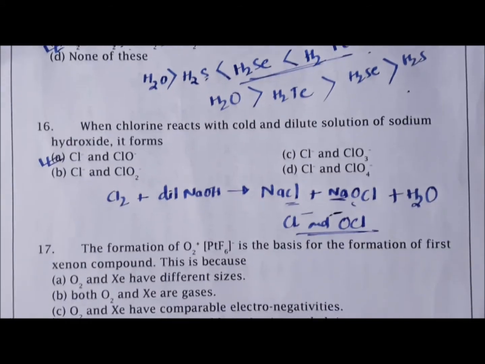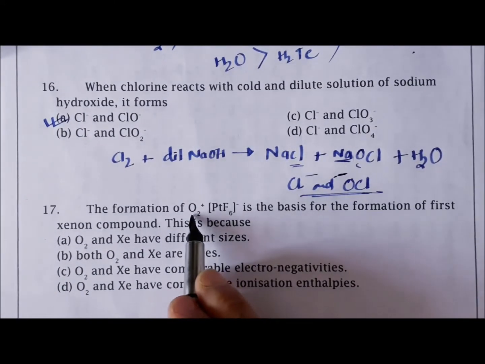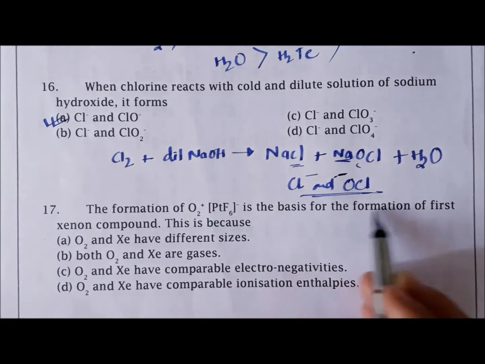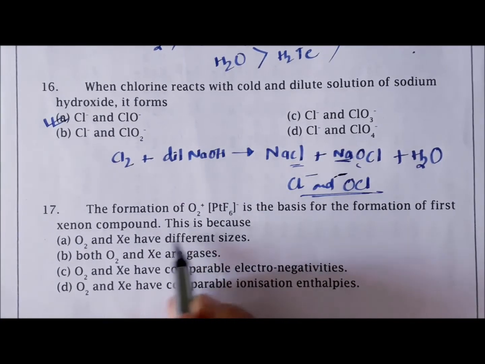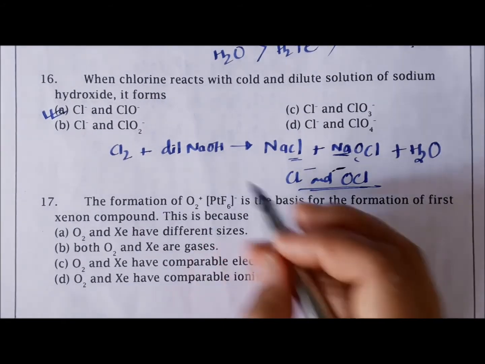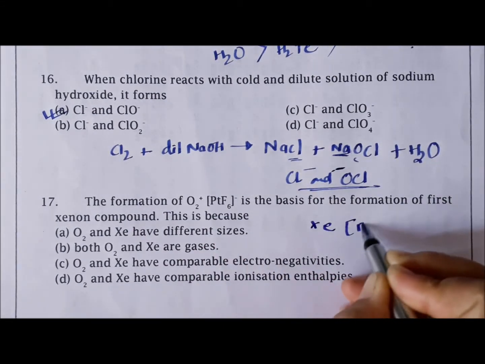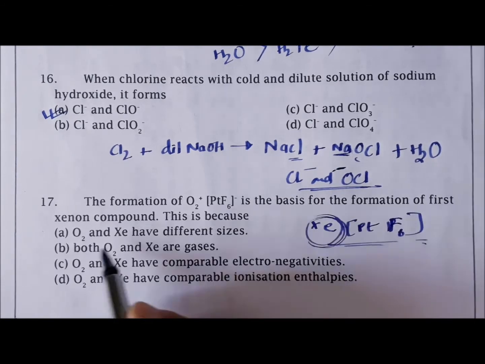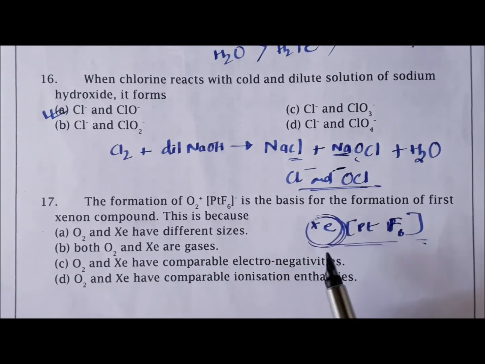Next question. The formation of this oxygen compound, O2+PtF6 minus, is the basis for the formation of the first xenon compound, XePtF6. Now what is the reason? Oxygen and xenon have different sizes? Wrong. Both oxygen and xenon are gaseous, but though they are gases, that is not the reason for the formation of the first xenon compound.